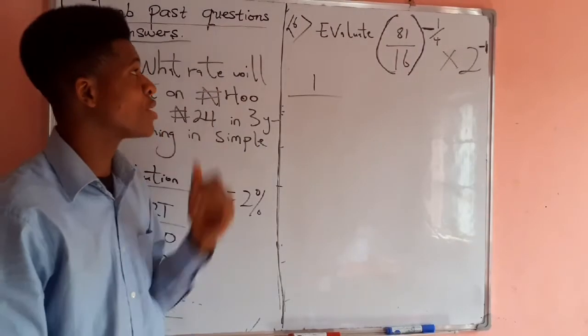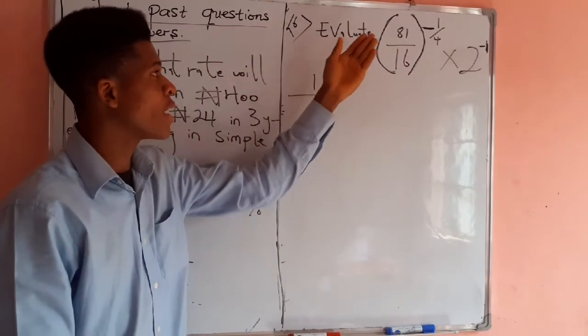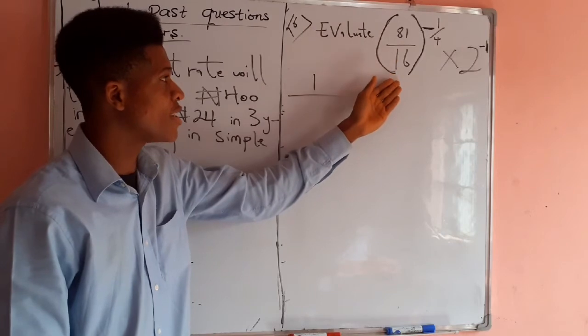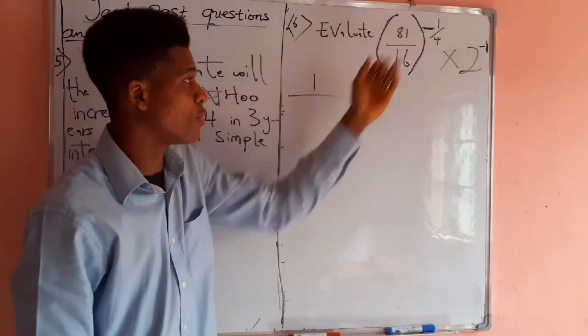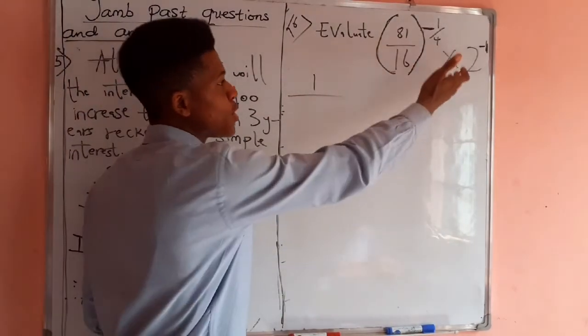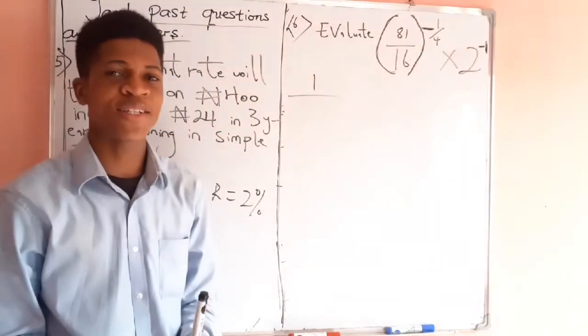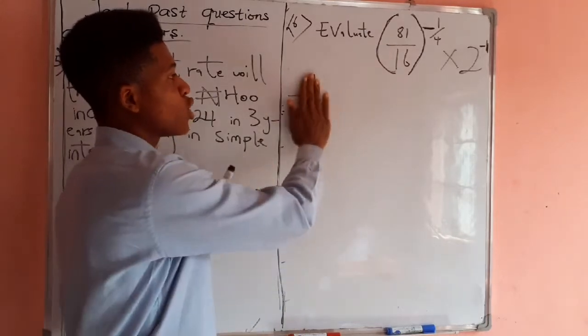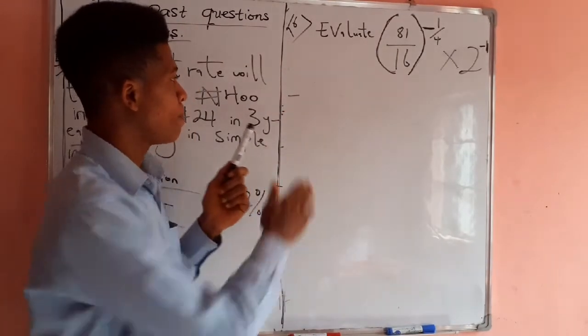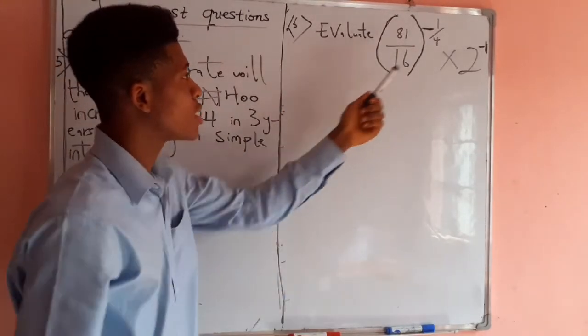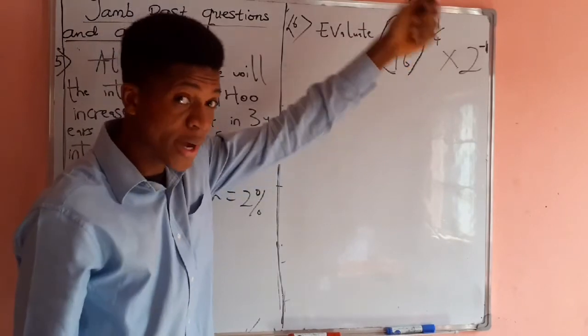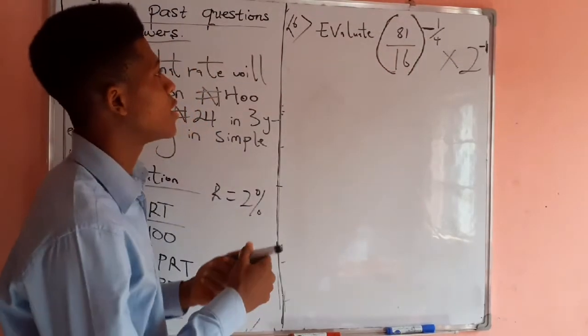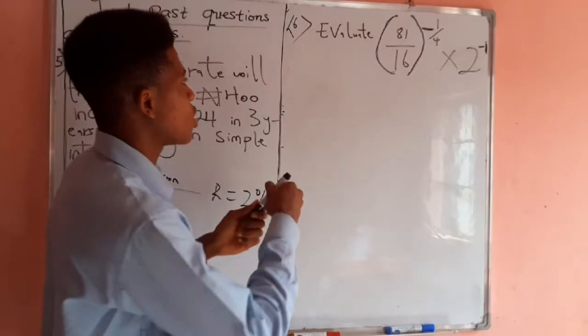Next question is number 6. It says evaluate 81 over 16 raised to power minus 1 over 4 times 2 raised to power minus 1. And of course we know that this is indices. And when we're dealing with indices, we have to convert. When we're dealing with raised to power minus, we have to convert.